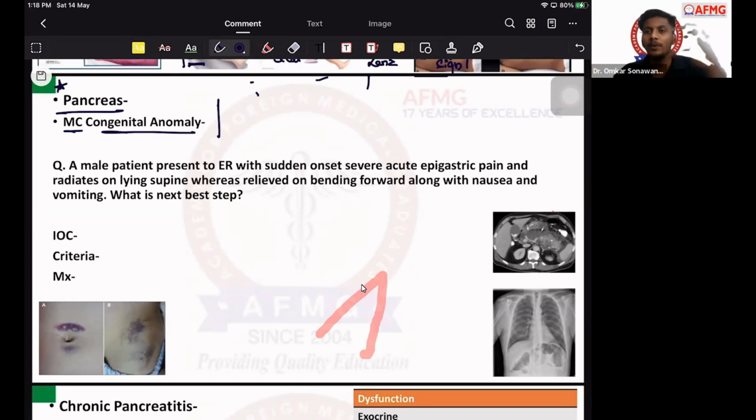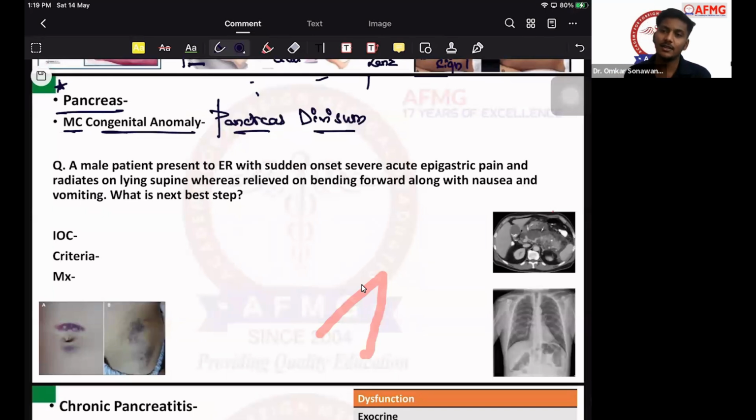Okay, if these two buds do not fuse with each other, that is the most common congenital anomaly of pancreas, which is known as pancreas divisum. Please remember, if the ventral and dorsal pancreatic bud do not fuse with each other, that is called pancreas divisum, and pancreas divisum is the most common congenital anomaly of pancreas. Okay, if the patient is asymptomatic, you do not need to treat the patient. If the patient is symptomatic only, then you do a repair in this condition. Okay, no issues with this.